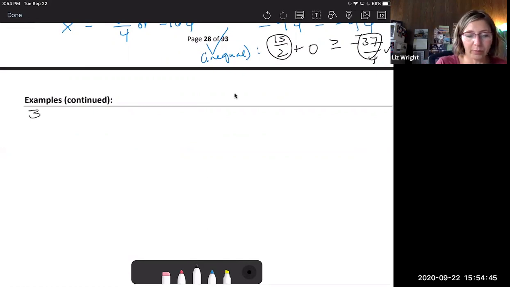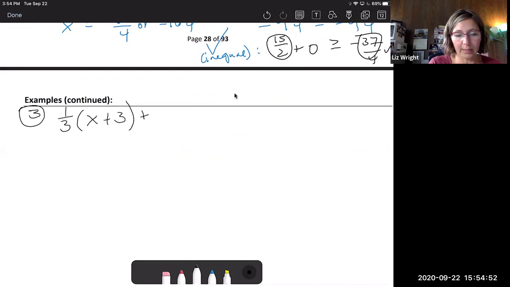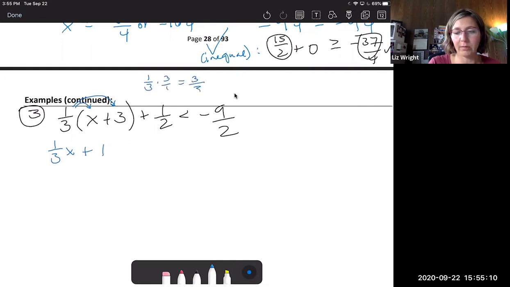So example number 3 is going to be 1/3 times x plus 3 plus 1/2, which is going to be less than negative 9 halves. So here, what I would urge you to do is to go ahead and distribute here. So we're going to have 1/3 x plus 1, right? Because 1/3 times 3/1 is going to give us 3/3, which gives us 1. And then we're going to have plus 1/2, which is going to be less than negative 9 halves.